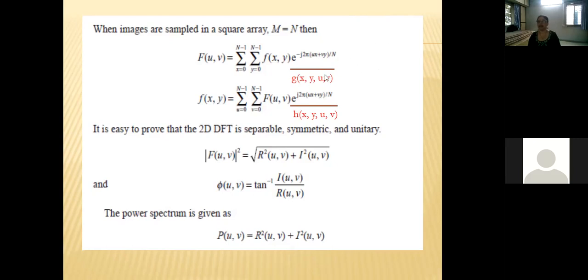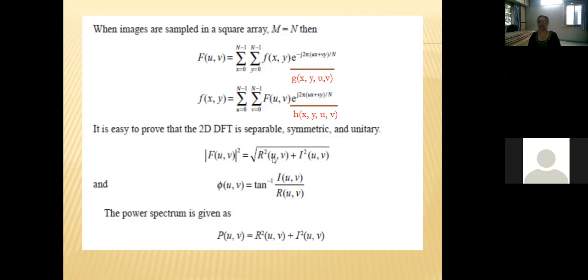So as we can see, this DFT is separable in nature, and it is symmetric because it uses the same functionality for ux and the same functionality, e raised to minus j, is used for vy. That's why your discrete Fourier transform is separable and symmetric.